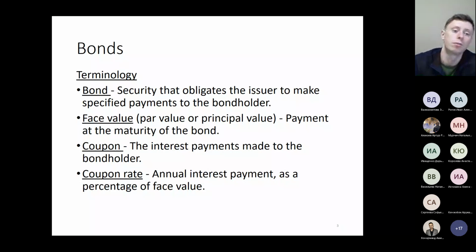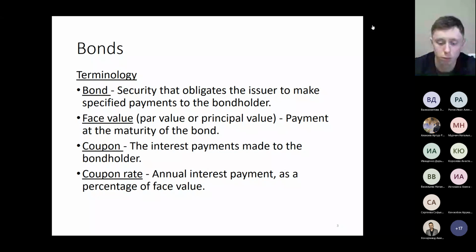So let's start with the definition of the security. Bond, in Russian we would call it obligatsiya. The bond is a security that obliges the issuer to make the specified payments to the bondholder. So in its essence, the bond is a type of loan agreement, just like the loan agreement that can be made between you and a bank. Just as when you borrow money from the bank with a loan, the issuer of the bond, the company that wants to borrow money, can issue special types of securities, and those securities will represent the obligation of this company to pay money back.